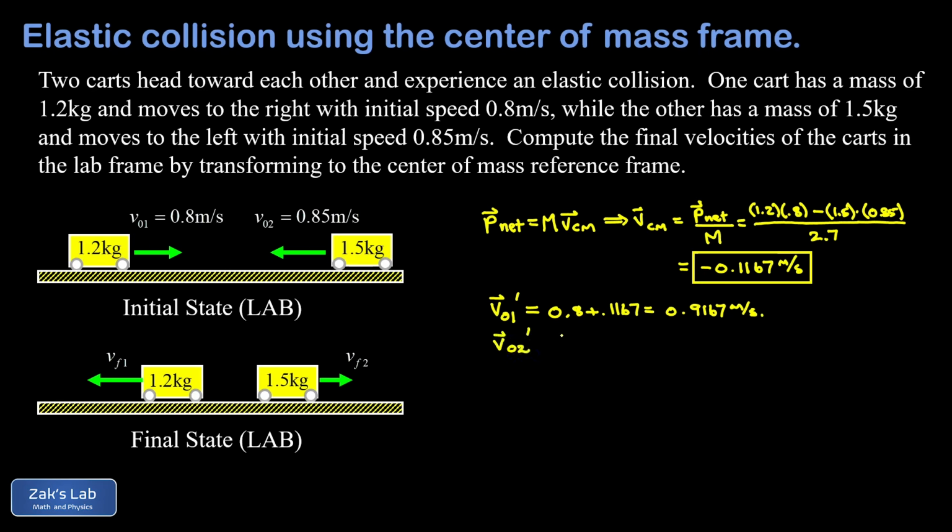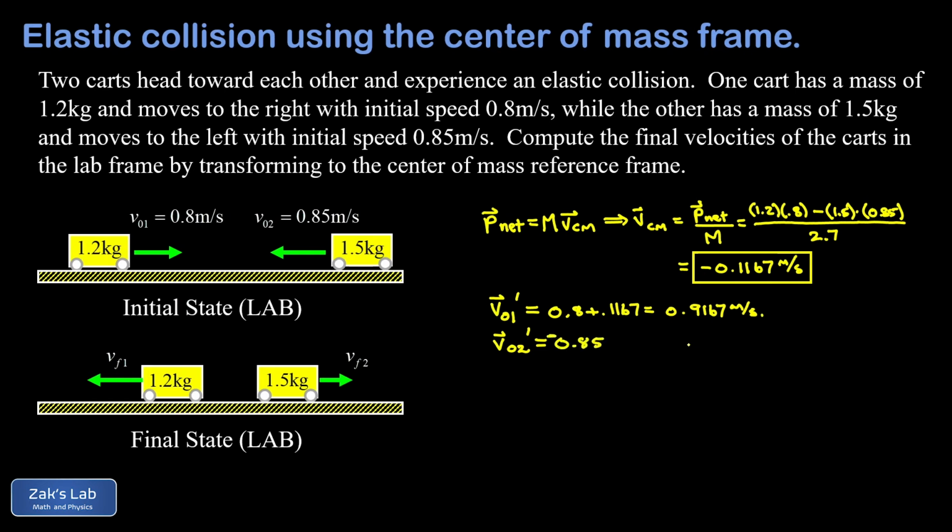This will be the initial velocity for car number 2 in the center of mass reference frame. So again, I indicate that with a prime. And this one should look like it's moving slower from the perspective of a reference frame that's moving to the left. So we can keep track of this by being very careful with our signs.